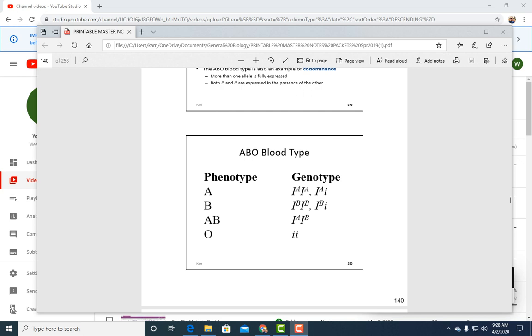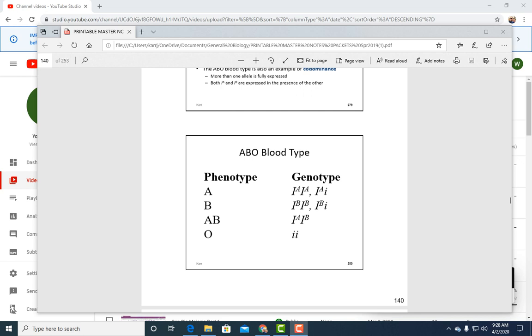But if you inherit A and B from a parent, we say that you are blood type AB. This is not considered heterozygous because B is not recessive. We say this is codominant. Both are equally dominant, and you are blood type AB. And this individual, blood type O, probably came from heterozygous parents or from O parents, and all they inherited was the little i and the little i, which makes them blood type O.